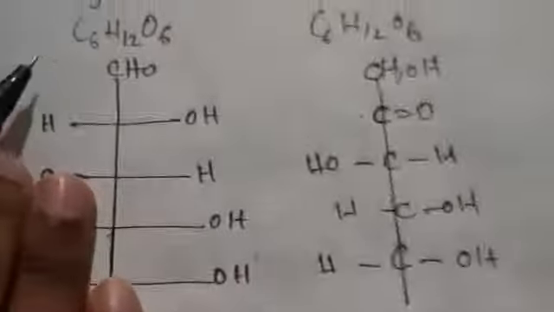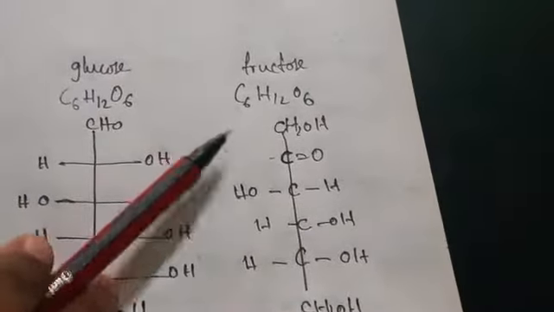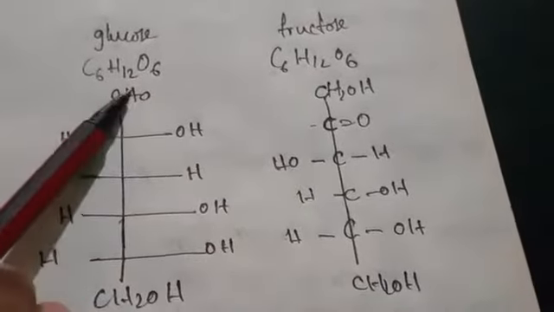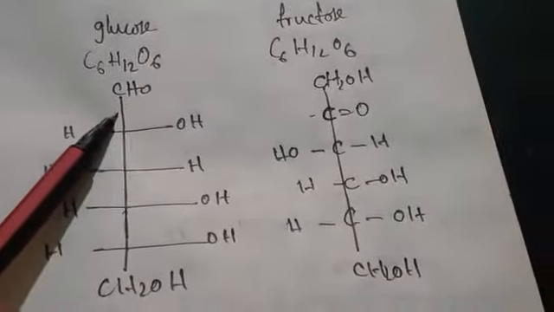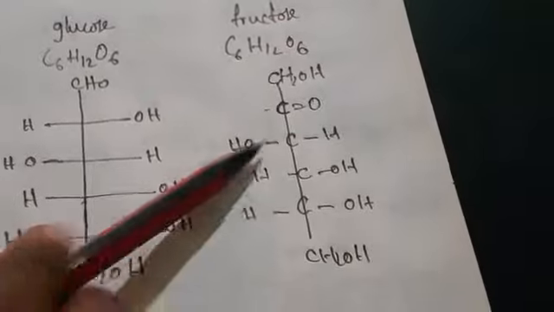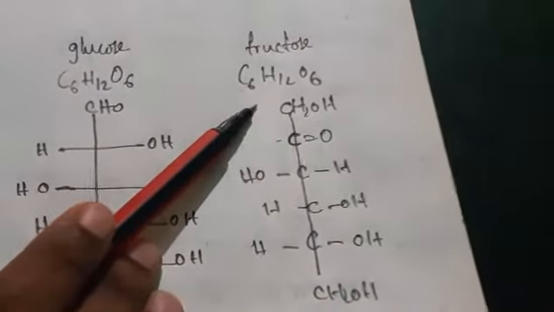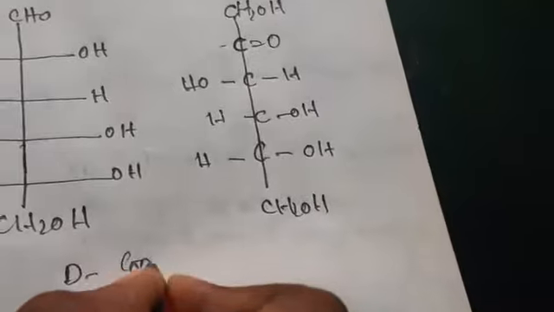So see students, this is the formula of glucose, and this is the formula of fructose. The molecular formula is the same, but here it has an aldehyde group. So because the aldehyde group is present, we say it is glucose. Coming here, it has a ketone group, that's why we say it is fructose. These two forms will undergo only D configuration.